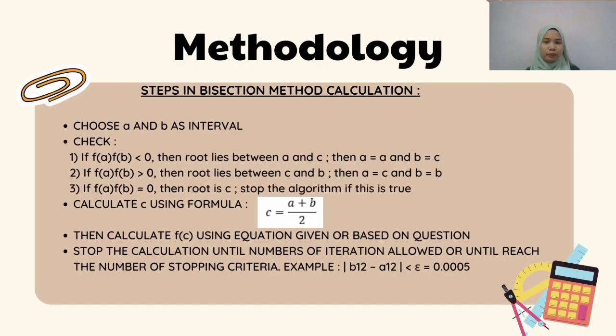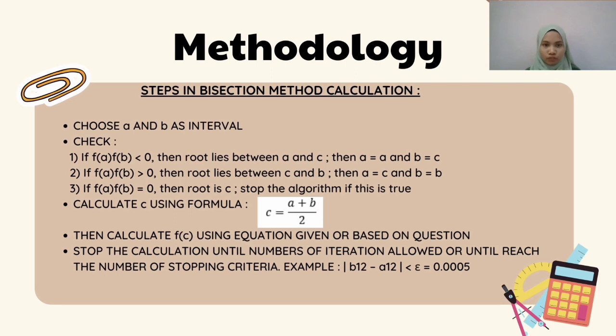Next, I will continue with the methodology that shows the steps in the bisection method calculation. First, we choose A and B as the interval. Then there are three rules that need to be taken into account to identify the root between the interval. First, if FA times FB is less than 0, then the root lies between A and C. Second, if FA times FB is more than 0, then the root lies between C and B. And lastly, if FA times FB is equal to 0, then the root is C, and the formula for C is A plus B divided by 2.